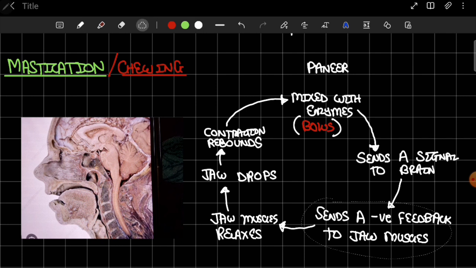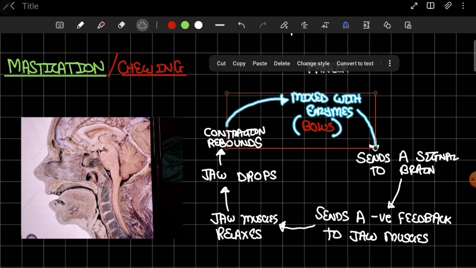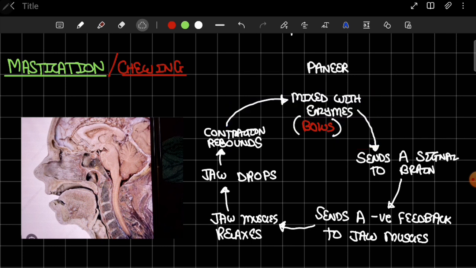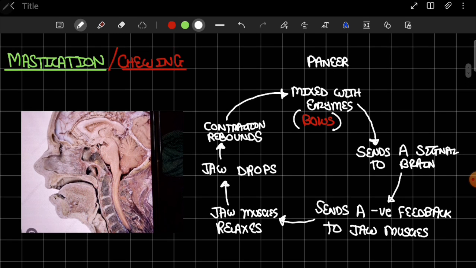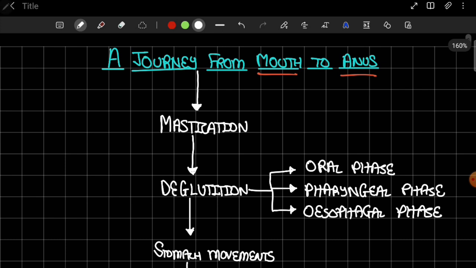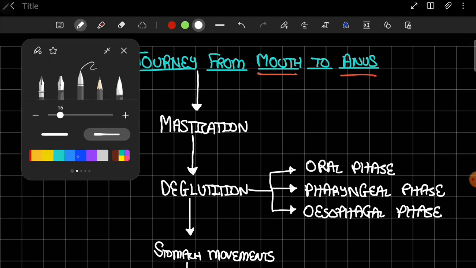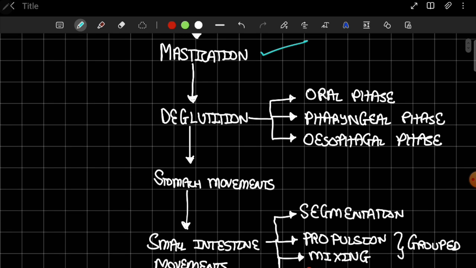Then negative feedback is sent to the jaw muscle, it relaxes, the jaw drops, then the contraction rebounds, and then it is mixed with enzymes, and this cycle continues till the bolus, the paneer, is of appropriate size. Okay, this is all about mastication or the chewing procedure. Now we have completed mastication. Now we will head to deglutition.